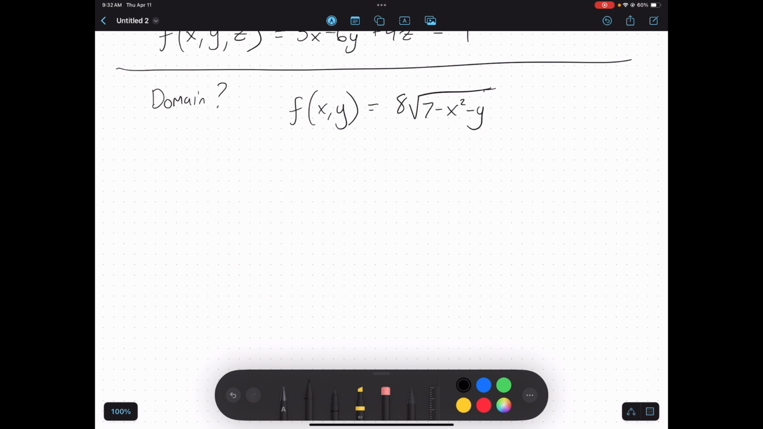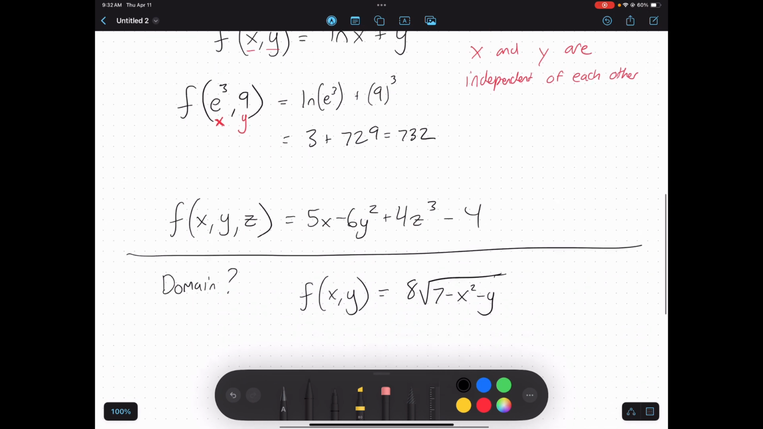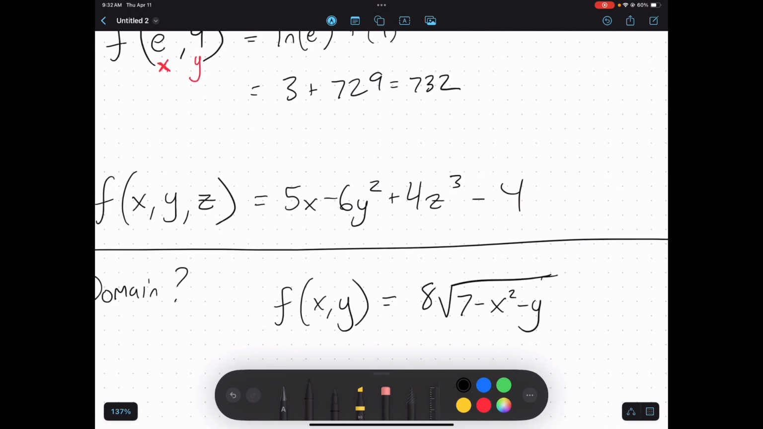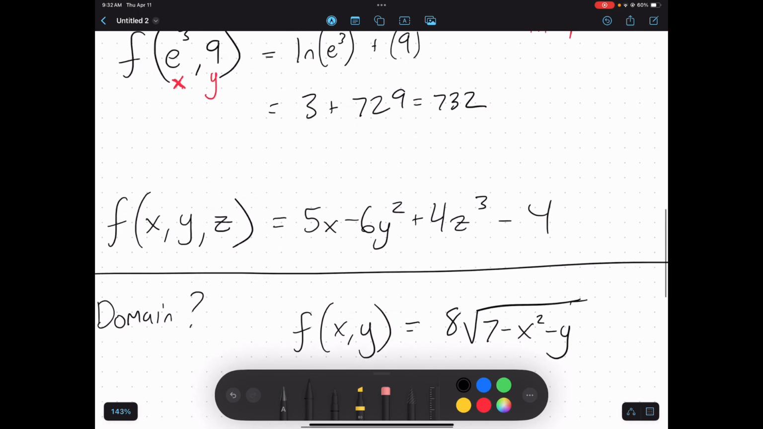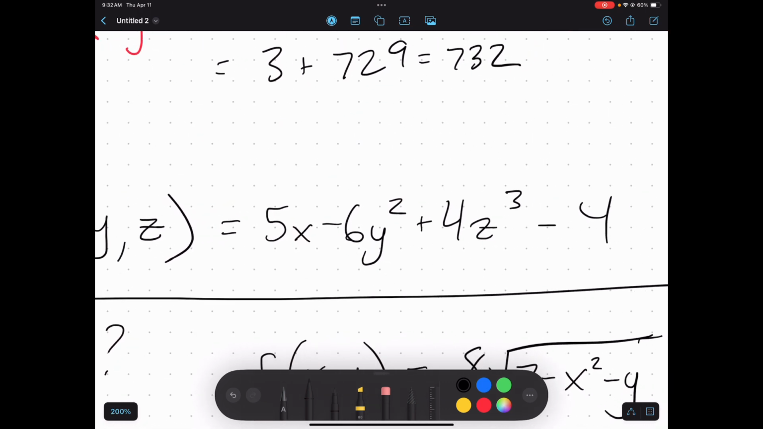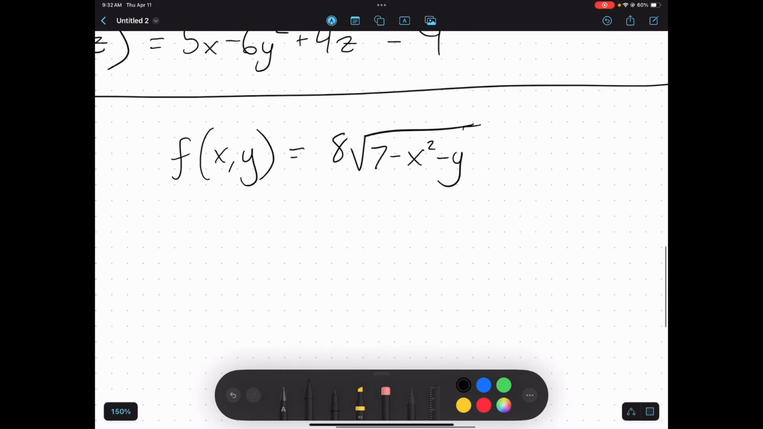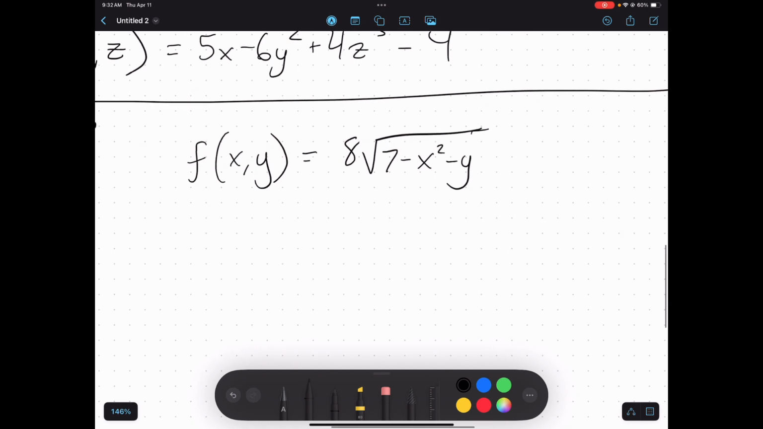The difference with multivariable functions, like if I come up here and look at this example, if I've got 3 different variables, I can just decide, well, what numbers can I plug in for x? What numbers can I plug in for y? What numbers can I plug in for z? And for this equation, since it's a polynomial, your domain for x is all real numbers. Your domain for y is all real numbers. Your domain for z is all real numbers. But for something like this, I do need to be slightly careful.